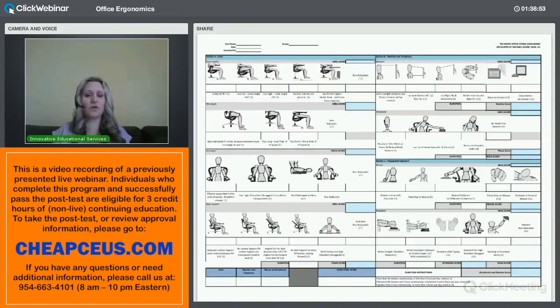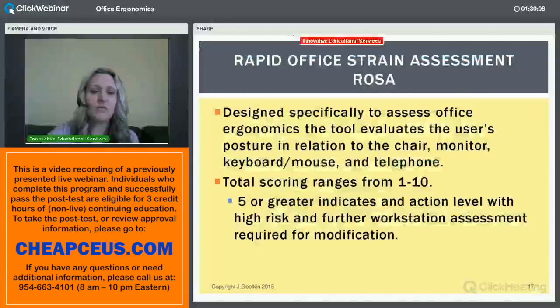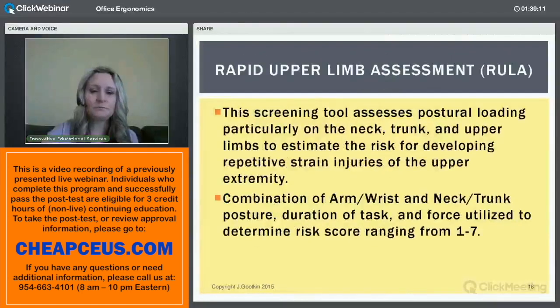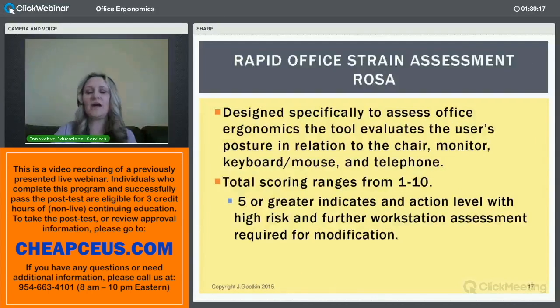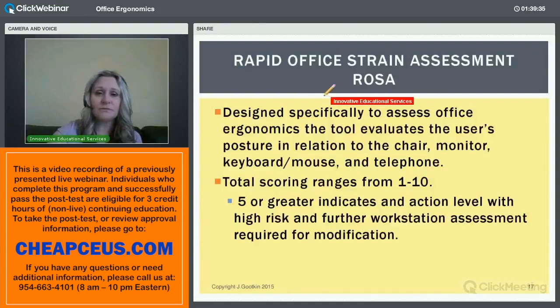And again, it'll show the individual for the arm position, for the head position, for the wrist position. It assesses each one to see where it is compared to what the accepted position is that we'll talk about later. And then we calculate a score for the individual. And when we're scoring out that ROSA, any score that becomes a 5 or higher tells us it's an action level. That means it's something where we need to look at modifying that portion of the task or modifying the components of the setup in order to decrease the risk of injury for the individual.